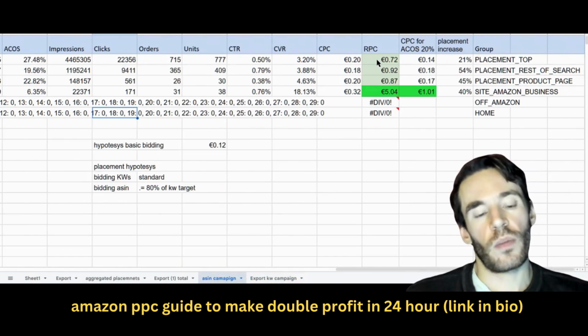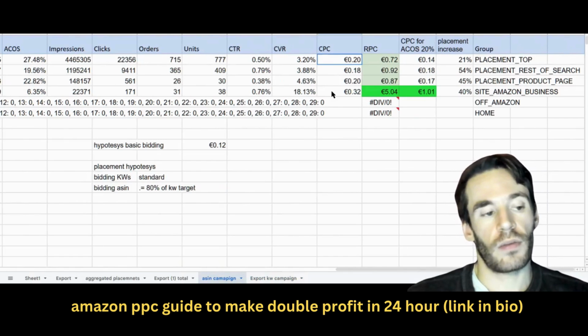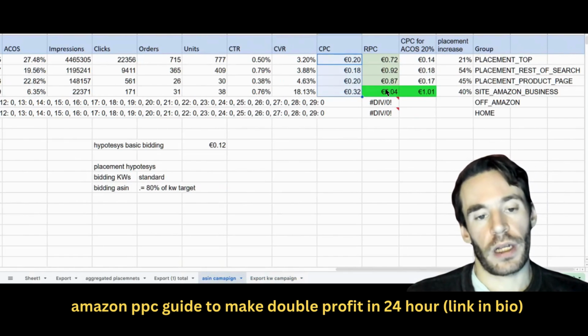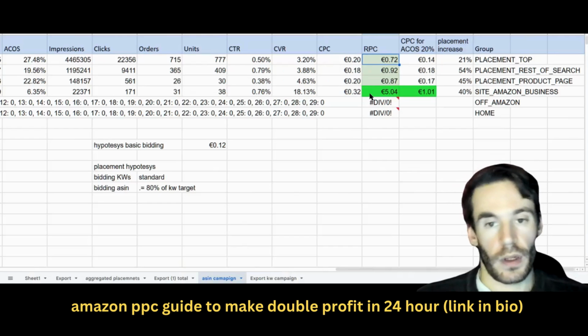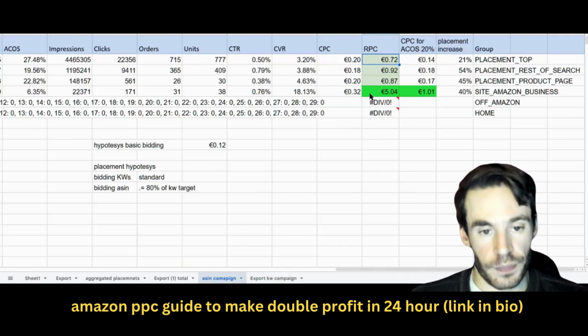What we need to see is mostly this metric. We have cost per click right now for every placement. Then we have revenue per click. Revenue per click means how much we are selling for each click. As you can see, for every click we sell around 4 times the cost per click. So 25% ACOS, something like that.